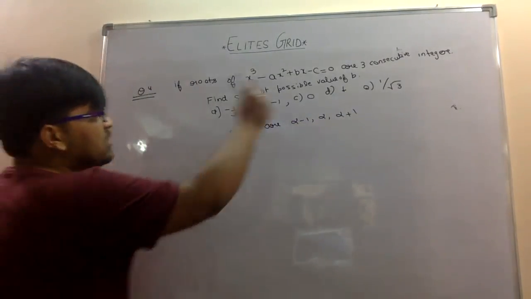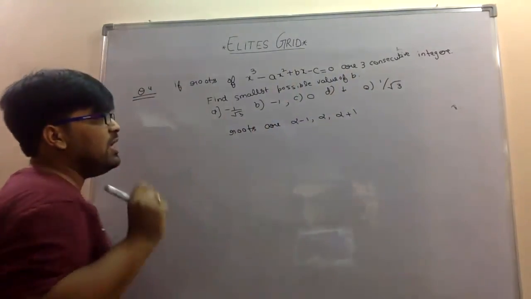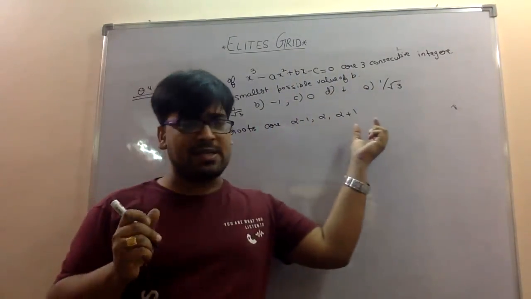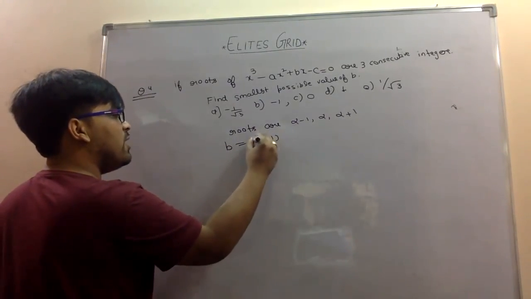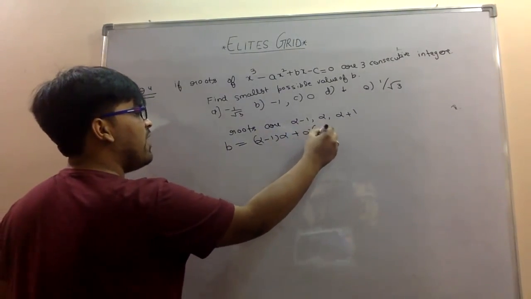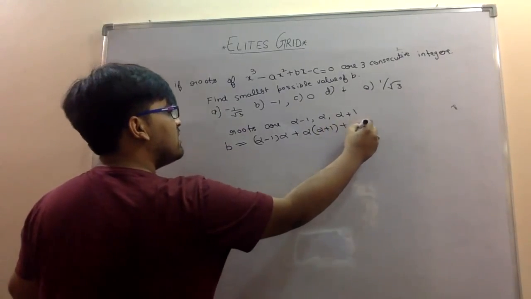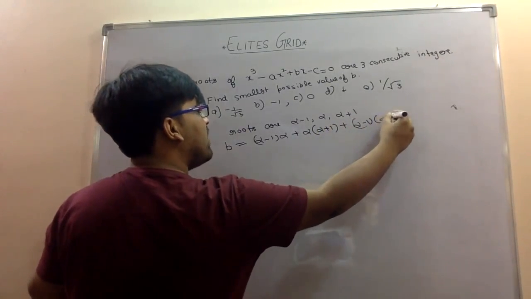अब हम लोगों से पूछा है smallest value of b. What is b? b क्या है? दो के product का sum ना. That b is equal to alpha minus 1 into alpha plus alpha into alpha plus 1 plus alpha minus 1 into alpha plus 1.